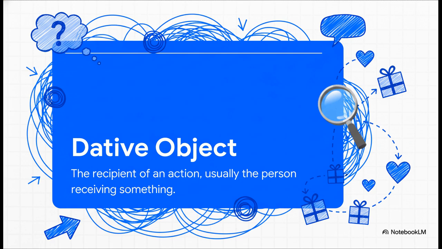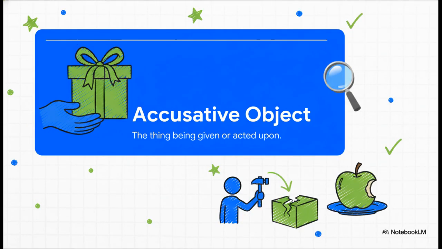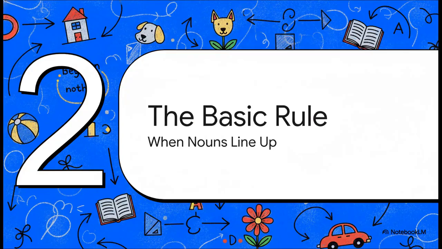And to make this super easy to follow, we're going to color code the dative object in blue for this whole explainer. And its partner in crime is the accusative object. This is just the thing itself, the direct object that's actually being acted on. And to keep it all straight, we're highlighting the accusative object in green. So just remember, blue is for the recipient, green is for the thing. Easy enough, right?